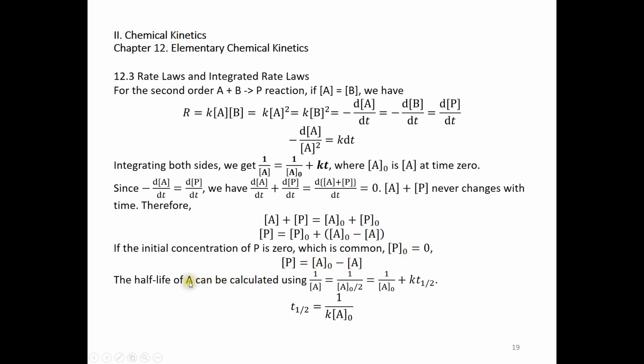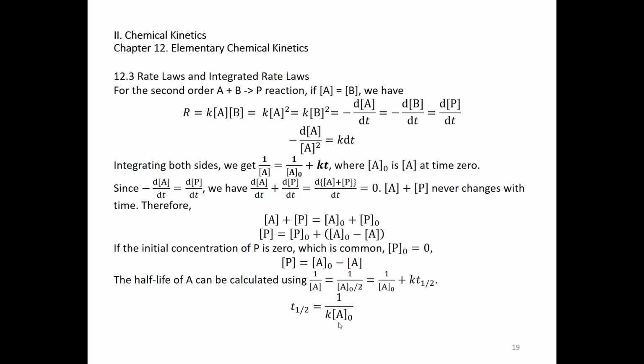The half-life of A can be calculated using this. Again, this is going to be just 1 over the concentration of A at half-life, which is 1/2 of the initial concentration, which equals this, and then we get the half-life. This half-life is 1 over k A naught. It's a little different from the half-life of A for the second order reaction from 2A to P.